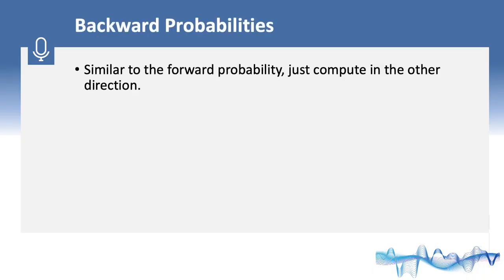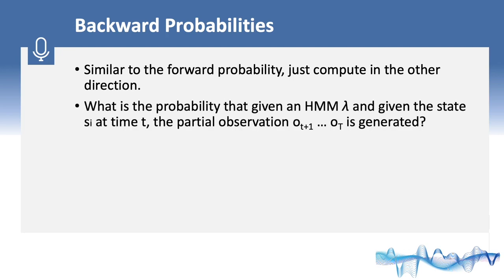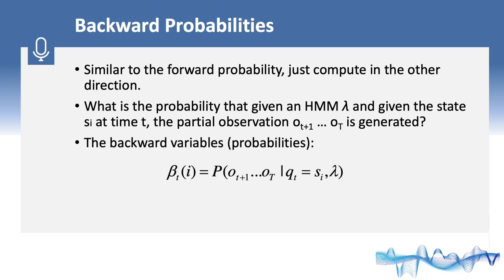Similarly, we have another method for the evaluation problem. It is called the backward procedure, just computing in the other direction. What is the probability that, given an HMM lambda and given the state Si at time t, the partial observation O(t+1) until OT is generated? We define the backward variables or the backward probabilities.